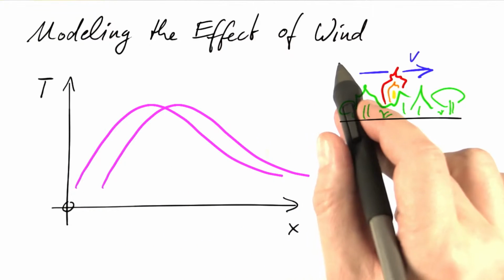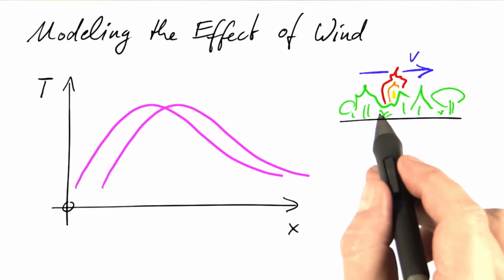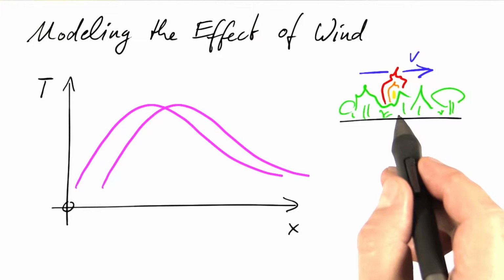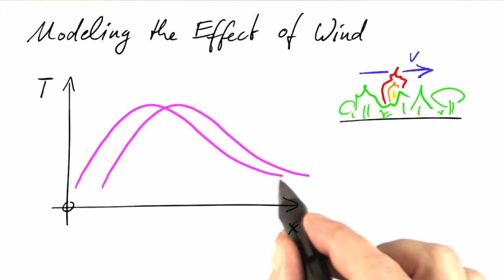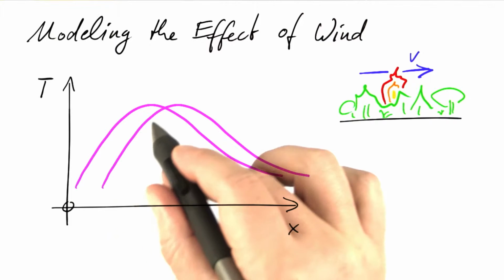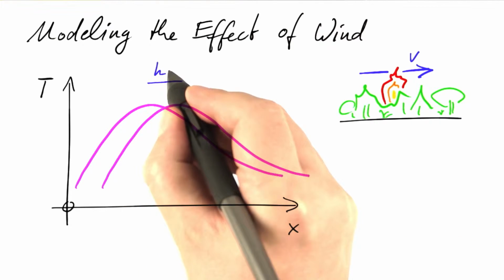Modeling the effect of wind seems to be pretty straightforward. It looks as though we simply have to push the fire through the forest with a certain velocity. If the left curve is the temperature distribution at time 0, after one time step, h, it will be shifted to the right curve, and the amount of shift amounts to the time step times the velocity.